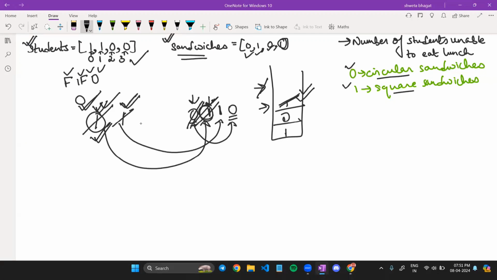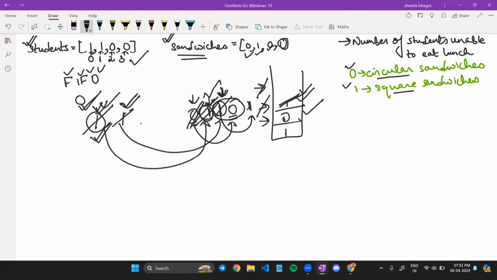So since this square sandwich was taken by this child, we will remove it from the stack. Now at the top of the stack, we have a circular sandwich. Now we are left with these two children. Now what does this child want? This child wants a square sandwich. But do we have a square sandwich at the top? No. So what will happen? This child will reach the end again.